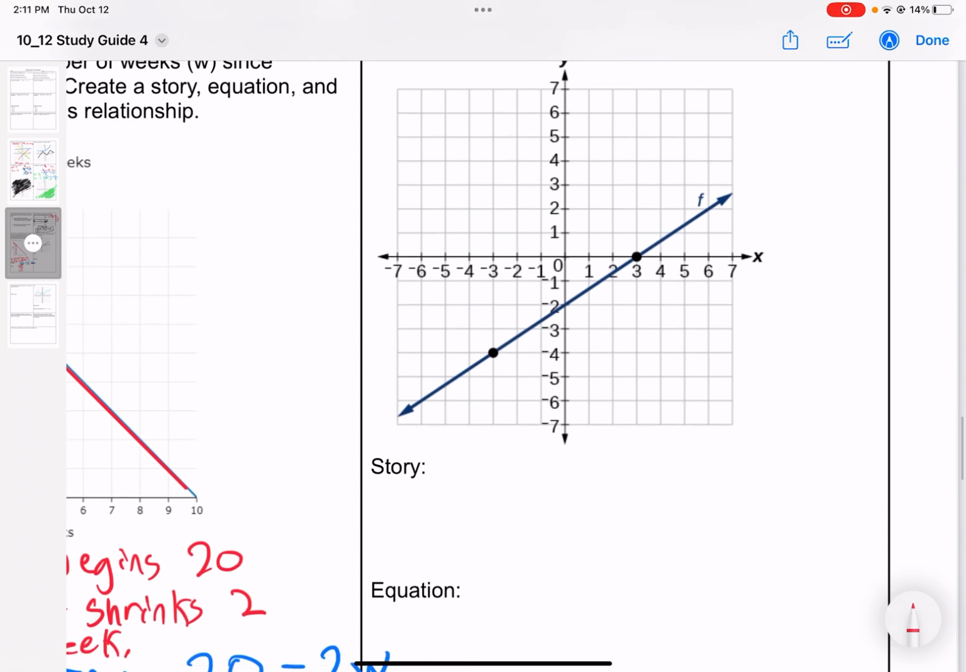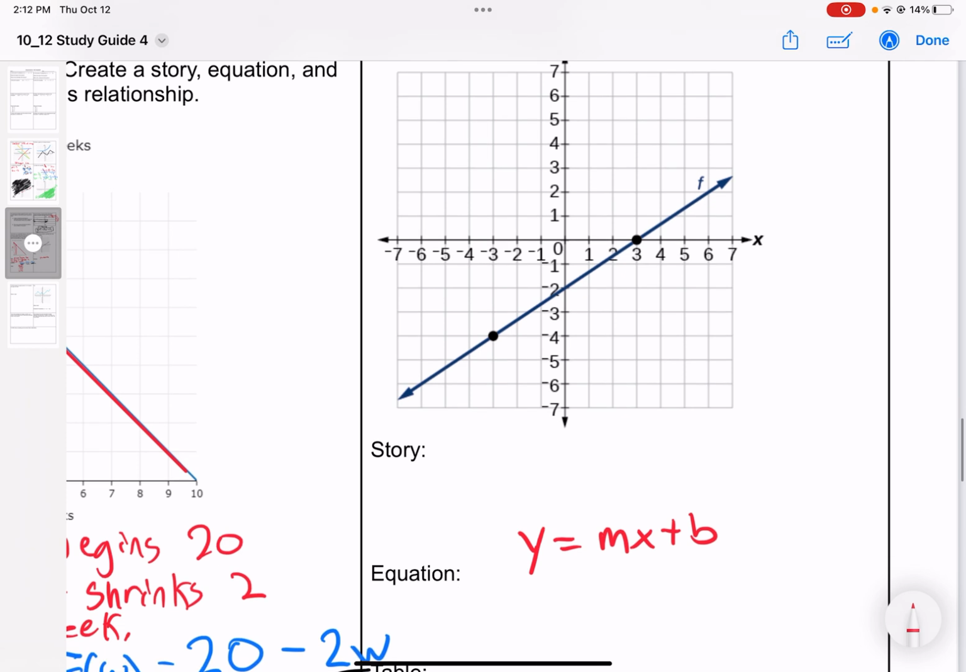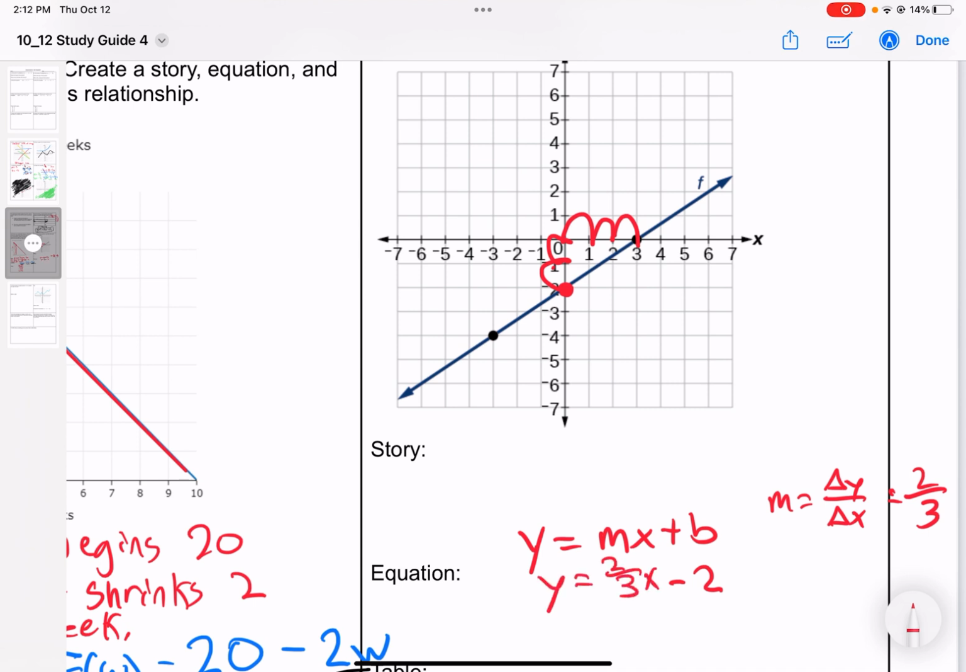Create a story, equation, and table that could represent this graph. I'm going to start with the equation. I know this is a linear function because it's a straight line. So I'm going to use y equals mx plus b. I'm going to start here at b is -2, right? And the slope is equal to the change in y over the change in x. So it looks like we go up 2, change in y is 2, over 3. So the slope is 2/3, and so my equation could be y equals 2/3 x minus 2.